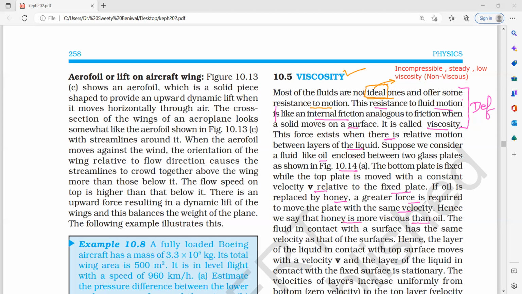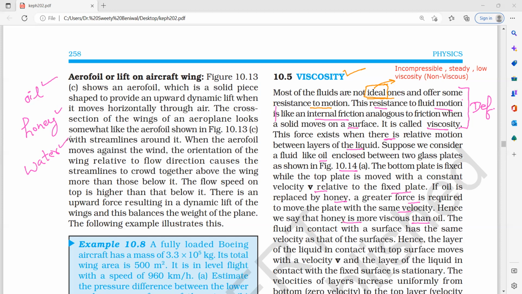You can simply do an experiment. Just take a few ml of oil and spread it on the floor. First you spread the oil on the floor. Second time you spread honey on the floor. Third time you spread water on the floor.